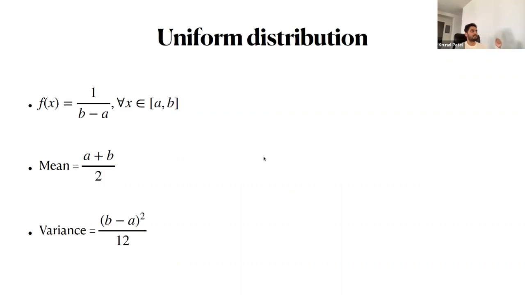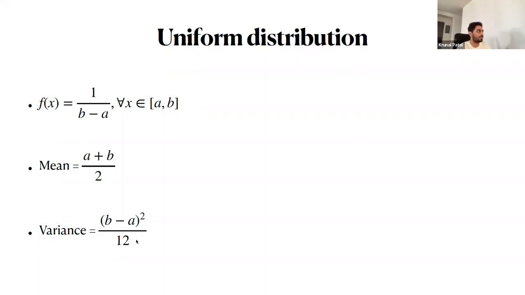So the first one is the uniform distribution function, where the probability of every outcome is exactly the same. And this is how you define it. Its mean is basically the middle point of the range, a plus b by 2, if your random variable is going to take values between a and b. This is how you can calculate the variance.